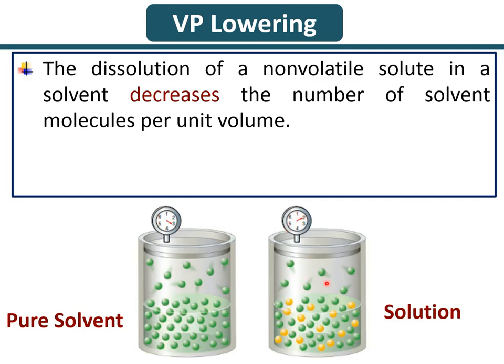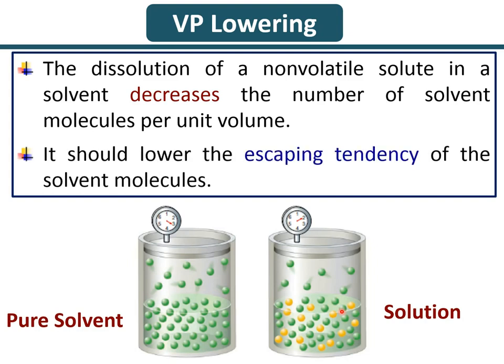If you also look at the interaction between the solvent and the solid, that will also decrease the tendency of escaping of the solvent molecules to the gas phase, and eventually the vapor pressure will get lowered, okay? So one of the interesting features of adding a non-volatile solid to a given solvent is to decrease its vapor pressure at the same temperature. And actually, all other properties will depend principally on this effect, on this change.